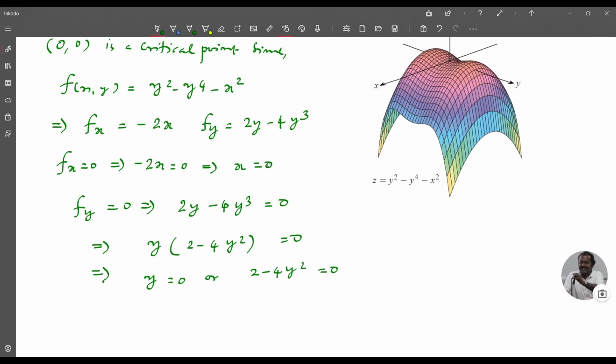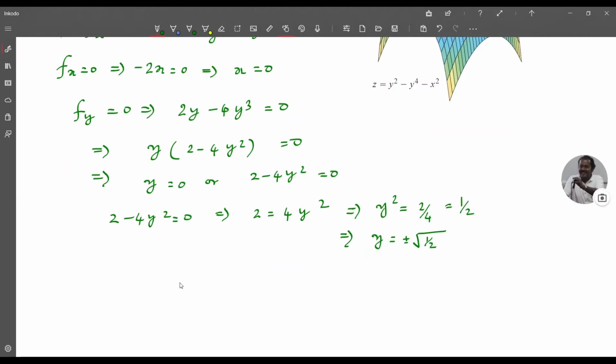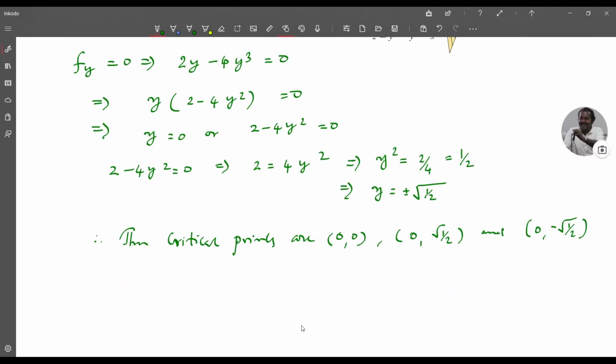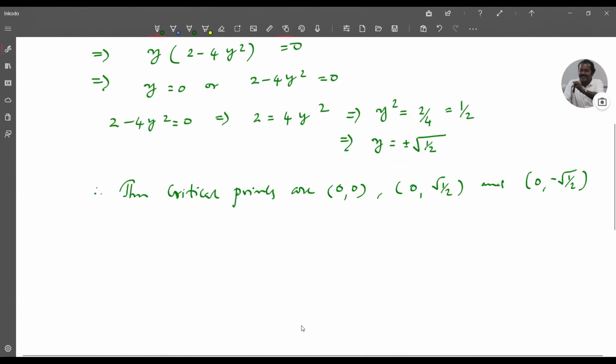Now 2 minus 4y squared equal to 0 implies 2 is equal to 4y squared, so y squared equal to 2 by 4, that is 1 by 2. So y is equal to plus or minus square root of 1 by 2. Therefore, the critical points are (0, 0), (0, square root of 1 by 2) and (0, minus square root of 1 by 2). So from this we can observe that (0, 0) is one of the critical points.